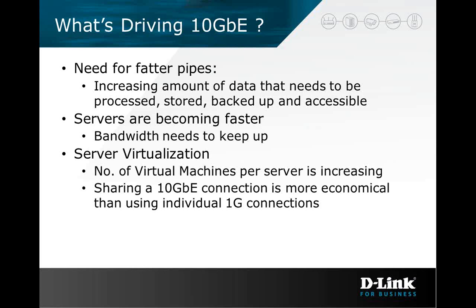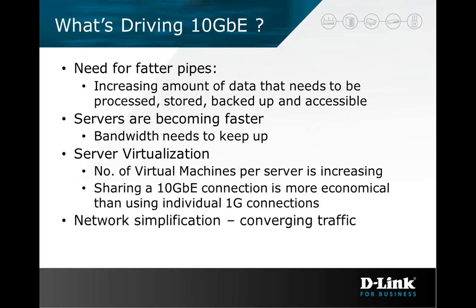Sharing the 10 gig interface reduces cabling costs, reduces power consumption, and basically overall infrastructure costs. And it's actually more bandwidth. If you think about it, 8 1 gig ports versus 2 10 gig ports, that's 20 gig of bandwidth. So more and more bandwidth, and networks are getting simpler, okay, with converging traffic.